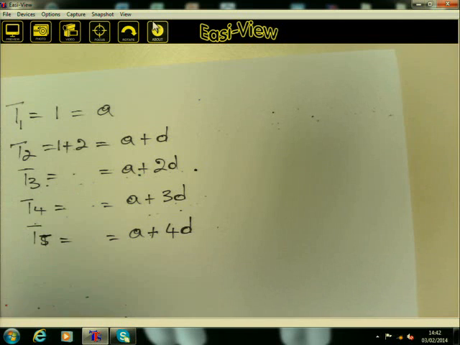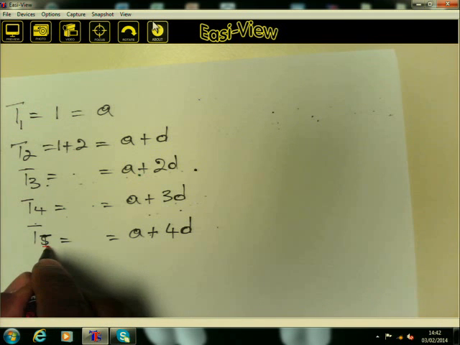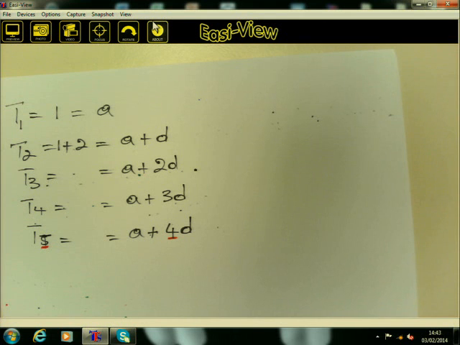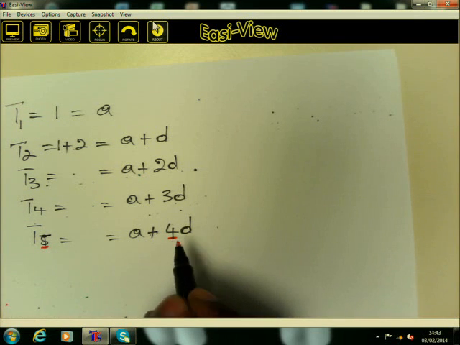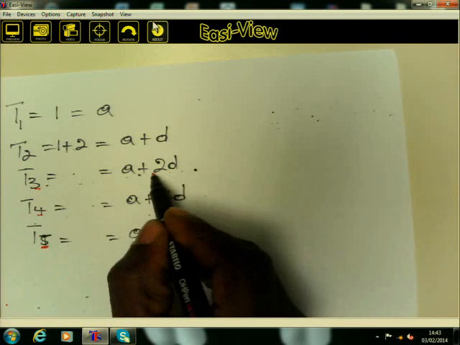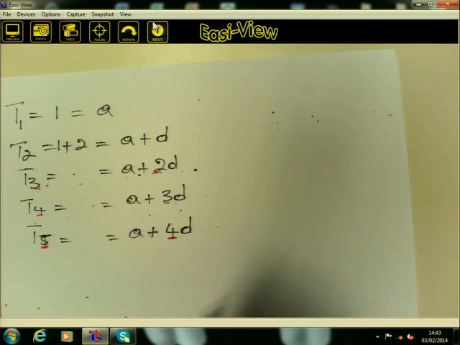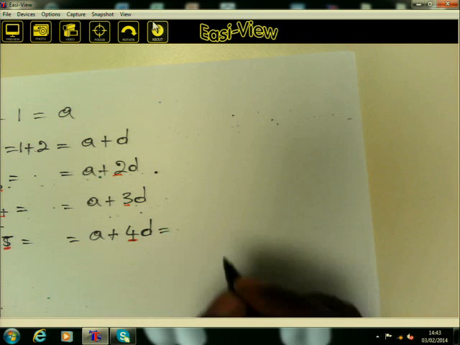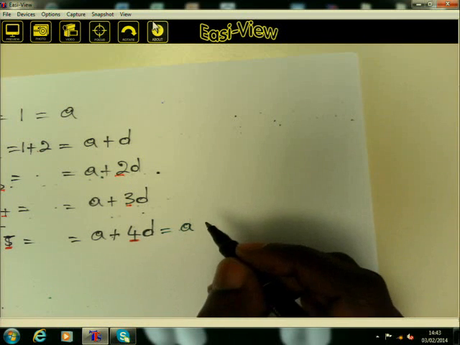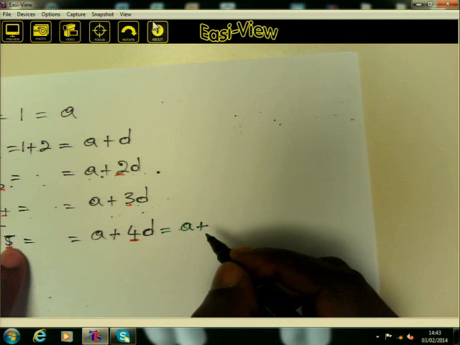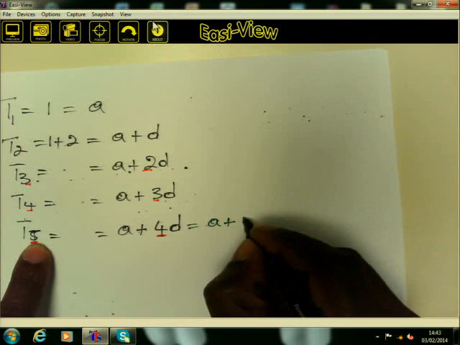Now let's read the pattern. What is the pattern here? The pattern is the term number and the coefficient of the difference. We need to look at that. The term number and the coefficient of the difference. Now we realize that this can be simply written as, we can equate it to A added to the term number, which is 5.